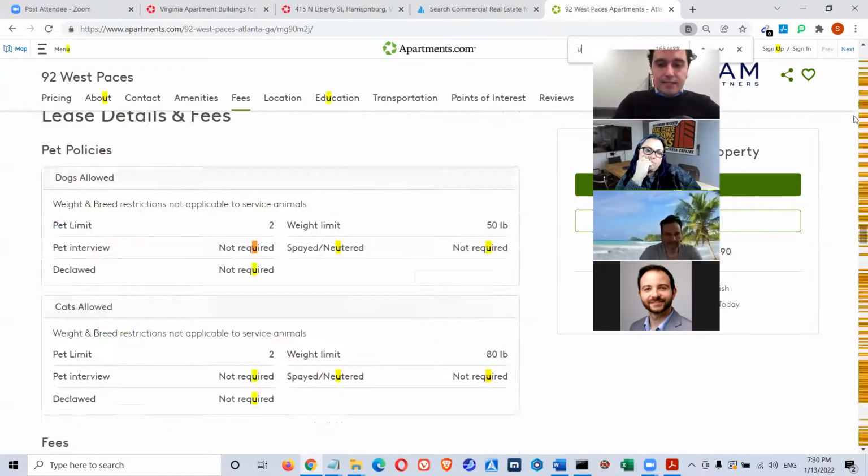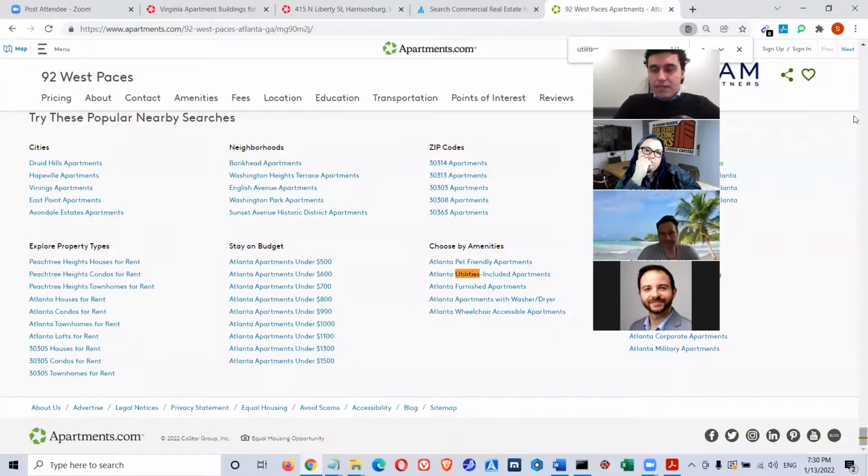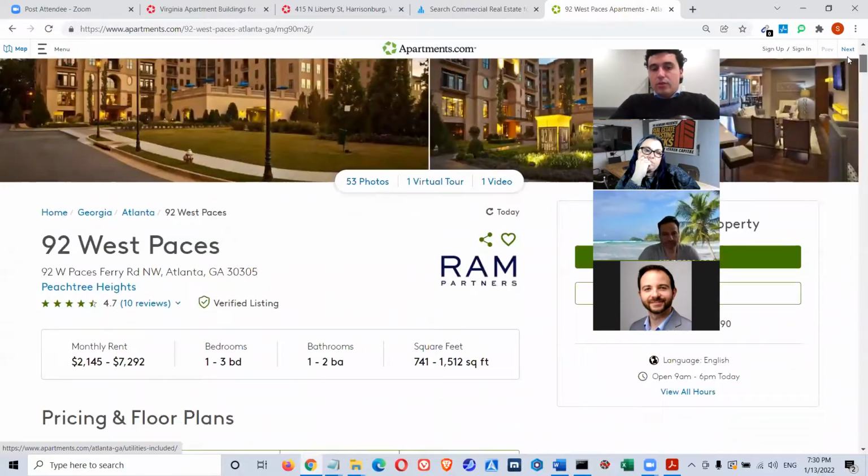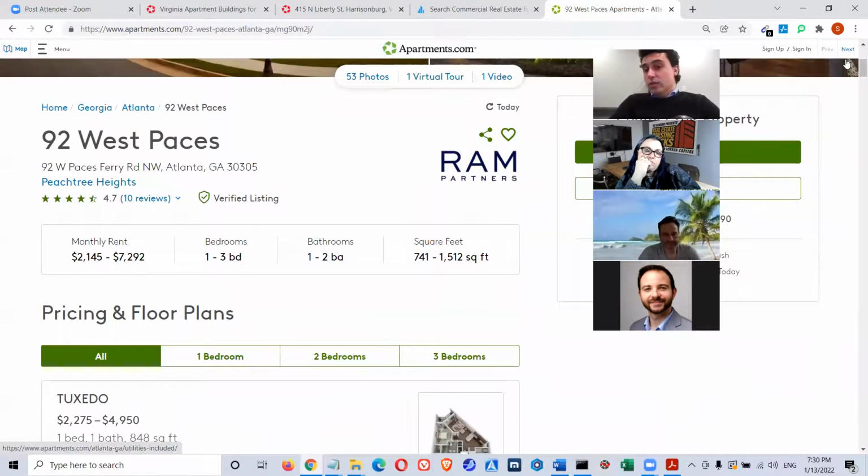And then the last thing is utilities. This one doesn't mention utilities, never mind, but many of them would mention utilities. So rental listings are the place to see what utilities are billed to tenants. So that's another reason.